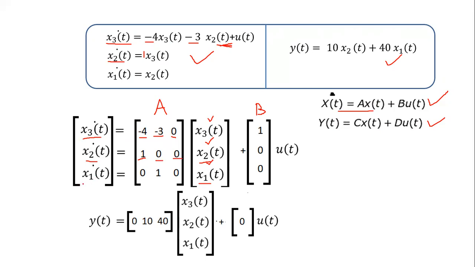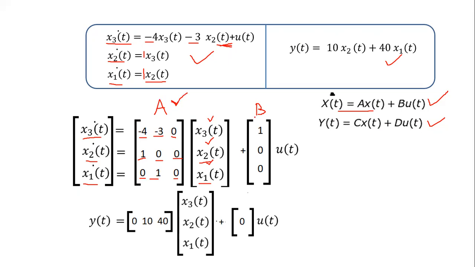And next, x1 dot of t. If we observe x1 dot of t, we have only the x2 component, and its coefficient is 1. Only the x2 of t coefficient is there. The remaining x1 and x3 coefficients are 0. So the x3 of t coefficient is 0, the x1 of t coefficient is 0, and x2 is there, so that coefficient is 1. So this is the A matrix.